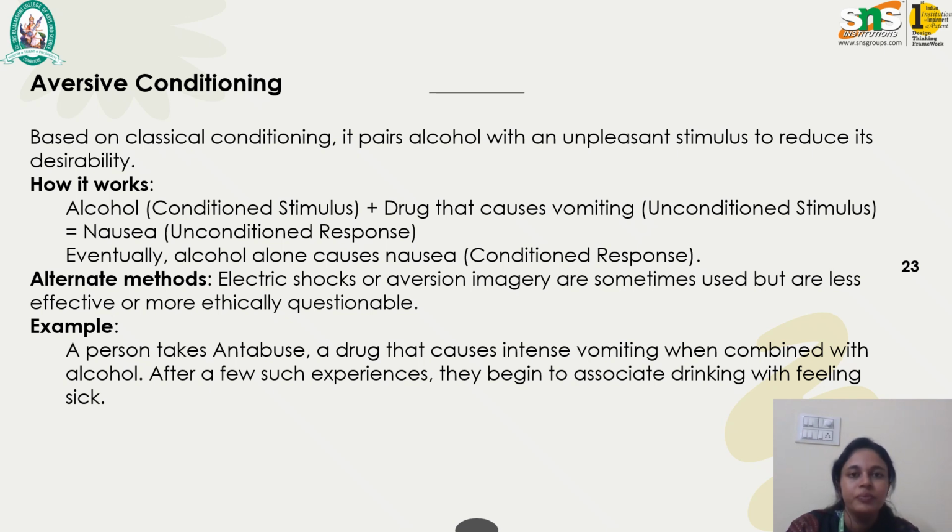Antabuse is a vomit-causing tablet, a drug that causes vomiting when combined with alcohol. After a few such experiences, he or she may begin to associate drinking with feeling sick. So after the aversive conditioning, if the individual wants to take alcohol, he or she feels sick.